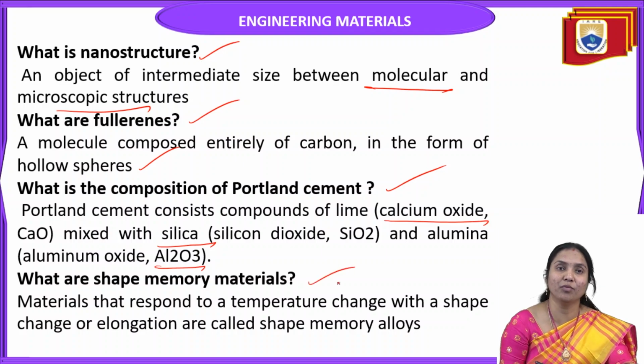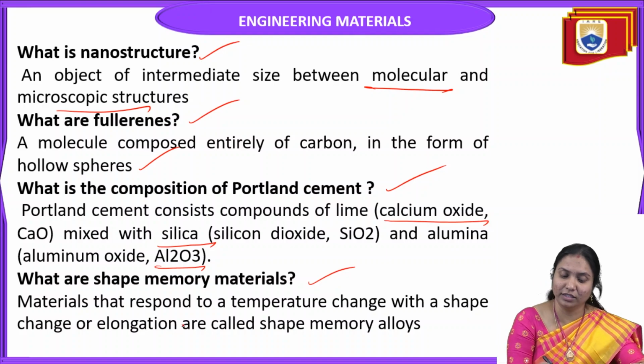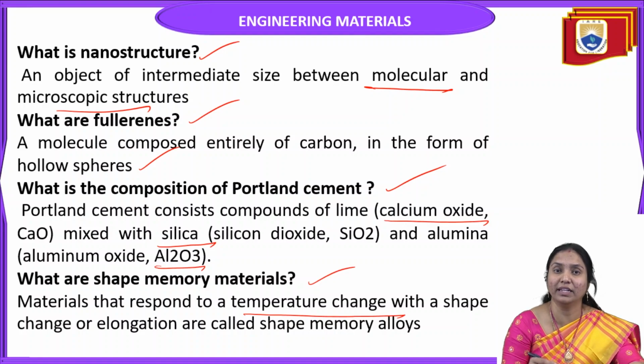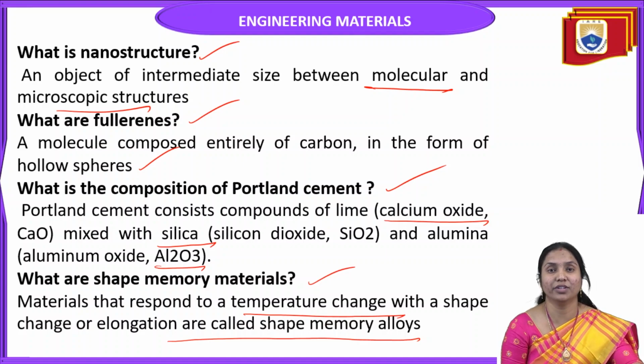And what are shape memory materials? These are materials that respond to a temperature change with a shape change. It means these materials change their shape with respect to temperature. They are called shape memory alloys. Simply we say these materials change their shape with respect to temperature. If the temperature changes, the shape also changes. This type of materials are called shape memory materials.